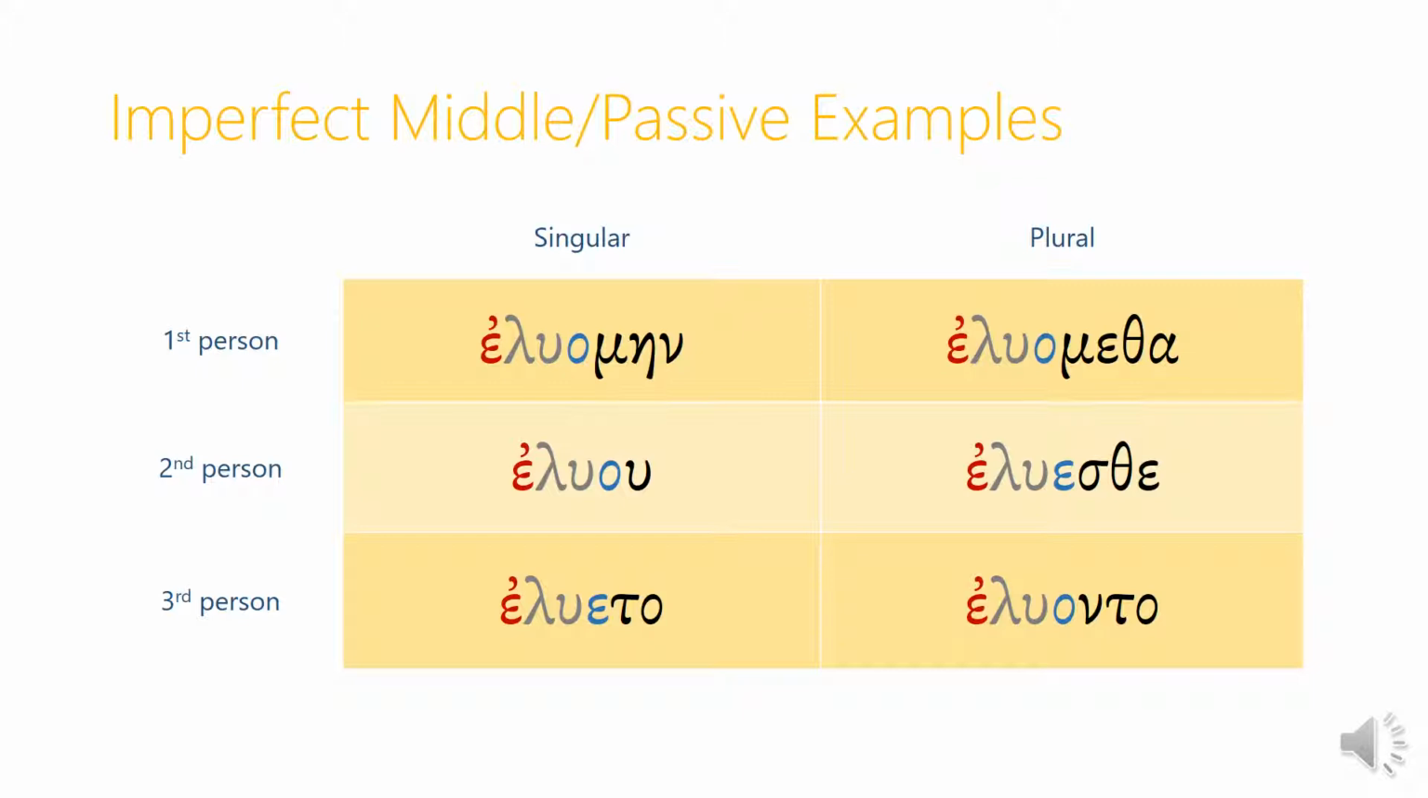Just notice in the second person singular how that sa has changed. The sigma has dropped out, and the omicron of sa has combined with the omicron connecting vowel to form the diphthong u. So the actual second person singular middle passive form is eluu.